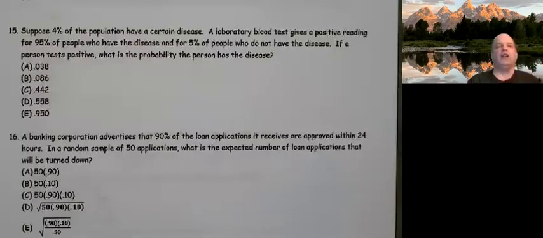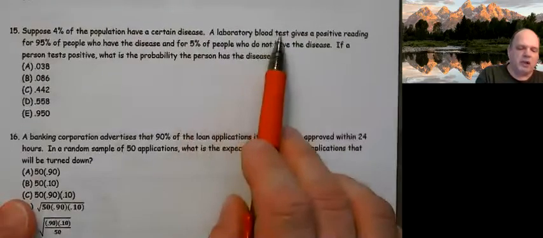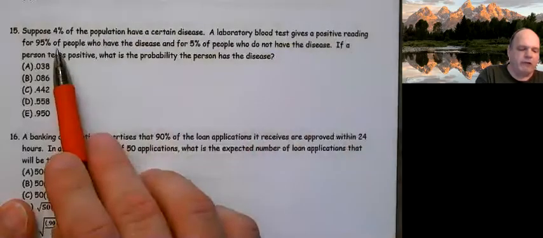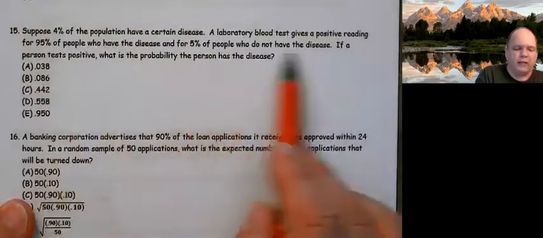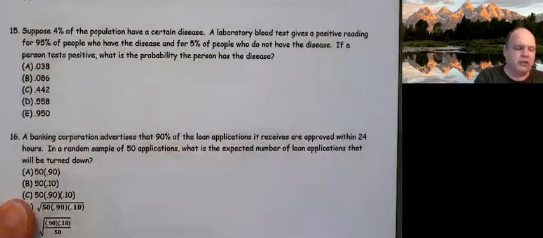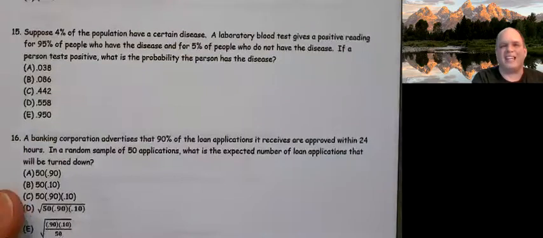So here we go. Number 15 of the death packet. Suppose 4% of the population have a certain disease. A laboratory blood test gives a positive reading for 95% who have the disease and for 5% of the people who do not have the disease. If a person tests positive, what's the probability the person has the disease?